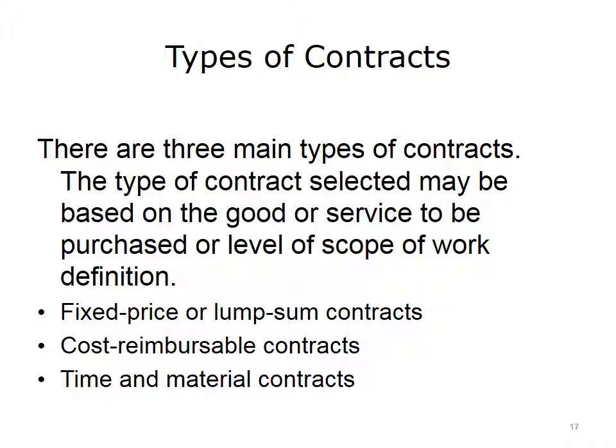The project management team will decide which type of contract to use based on many factors, such as existing organizational policies, level of risk, and level of scope definition. There are 3 main types of contracts: fixed price or lump sum contracts, cost reimbursable contracts, and time and material contracts.